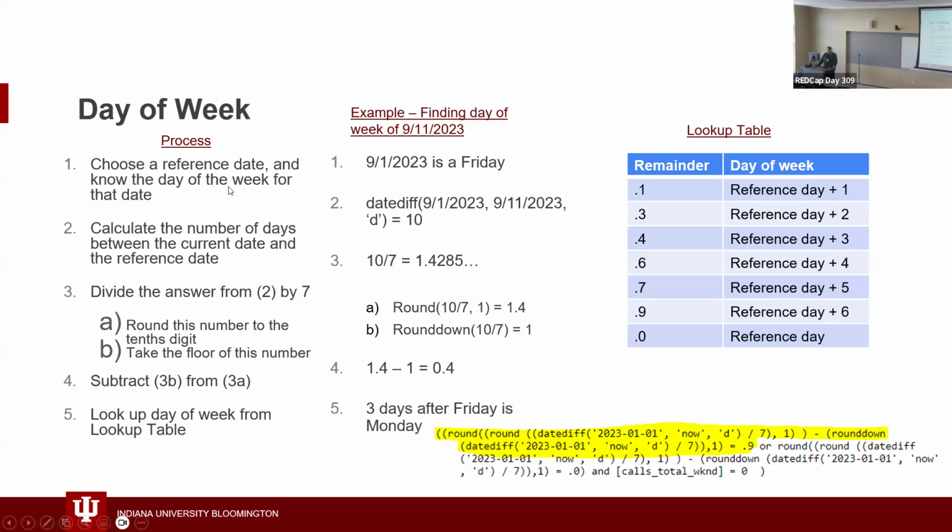So the idea is you choose a reference date, and I have an example over here. I just chose September 1st, and you have to know what day of the week that is. So that's Friday. You have to figure out the number of days between the current date and that reference date.